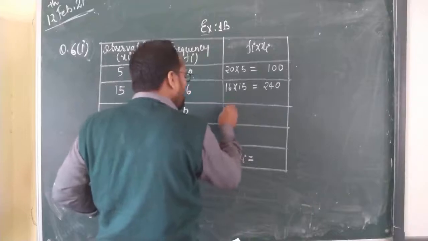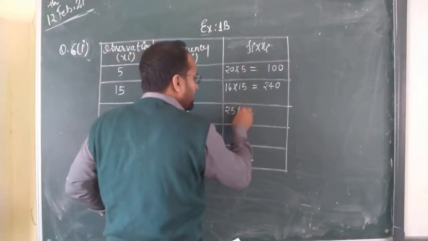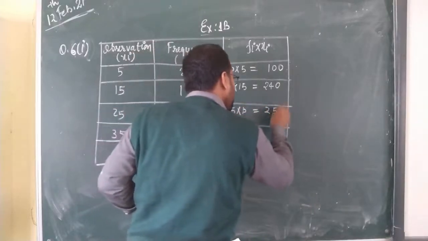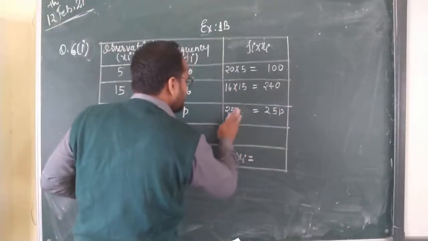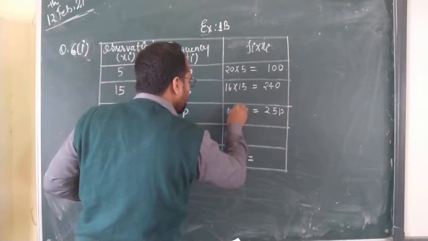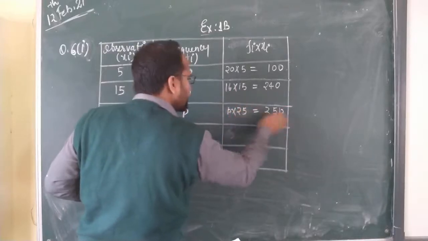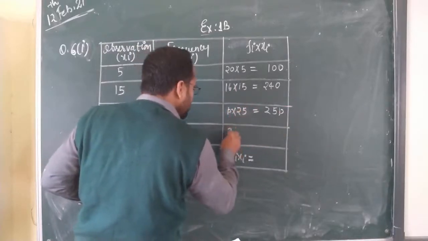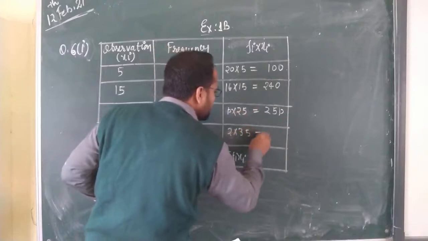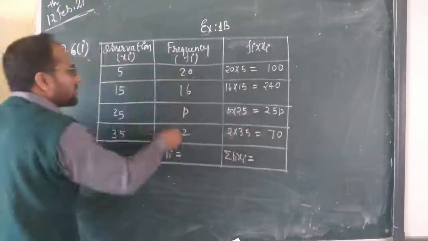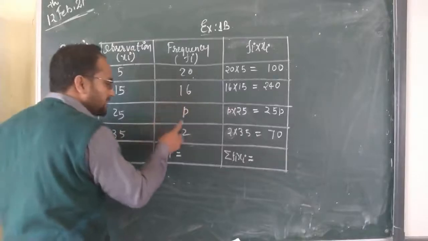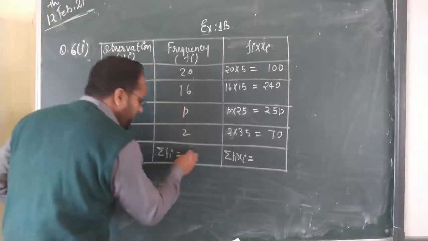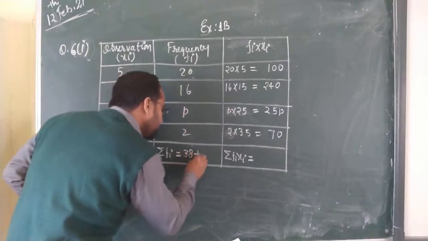Next one, 25 is multiplied by p, you will get 25p, and 35 is multiplied by 2, and p is multiplied by 25, you will get 25p, and 2 is multiplied by 35, you will get 70. Okay, so add this: 20 plus 16, you will get 36, and 36 plus 2 is 38, and plus p, you will get 38 plus p.